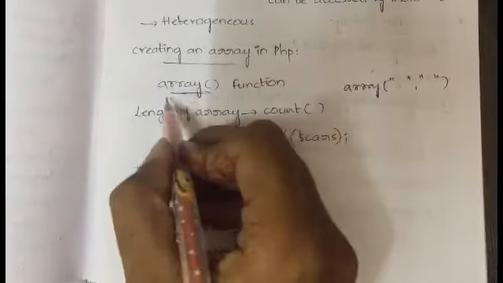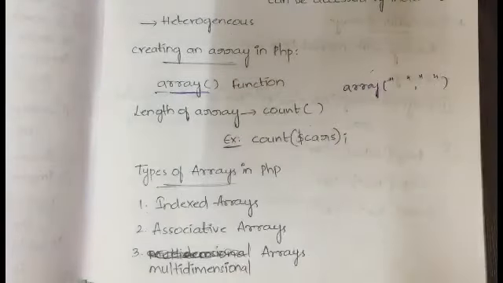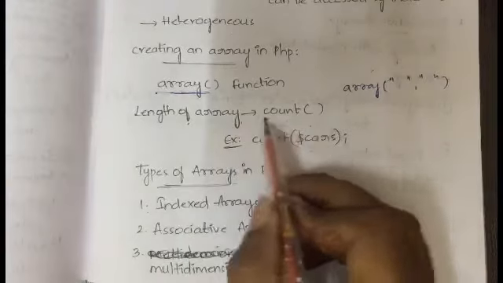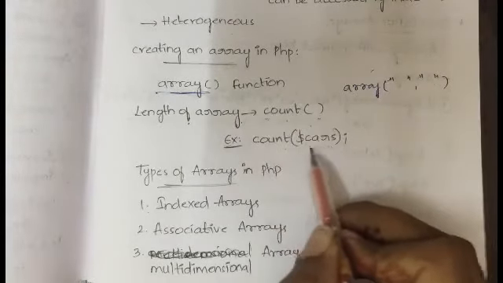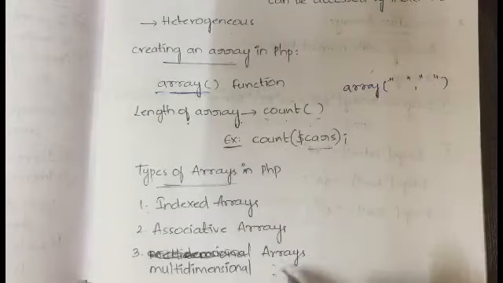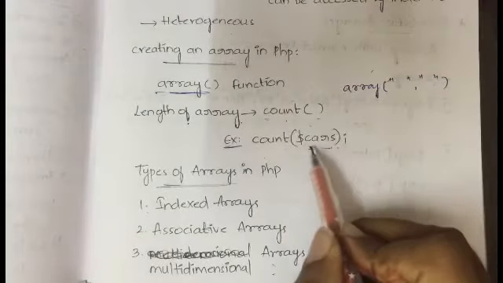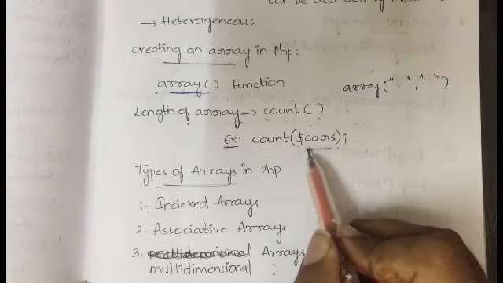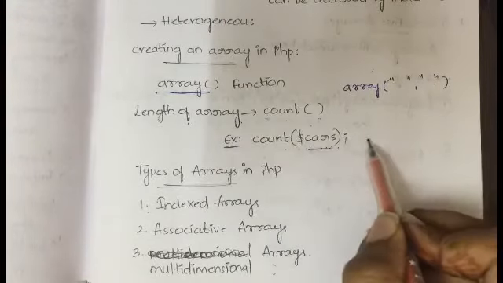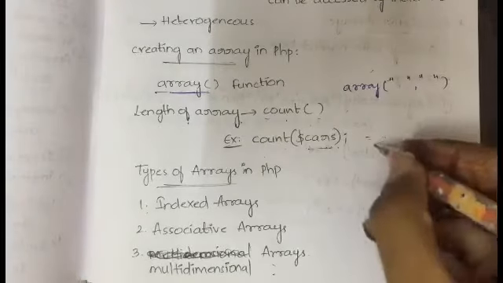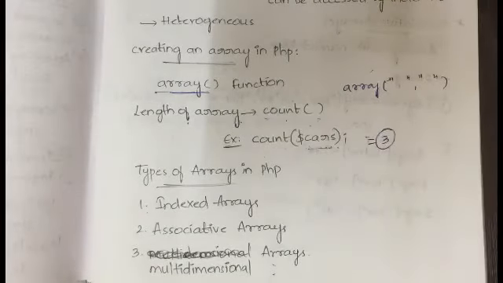Okay, by using the keyword array. That's all. Very simple. And the length of an array is given by the count function. Count($cars). $cars is the array name, right? We have seen it in the example. So count of $cars means how many elements, how many values, are there in this array of cars. That value you will be retrieving, which is equal to 3. We have 3 elements, right?